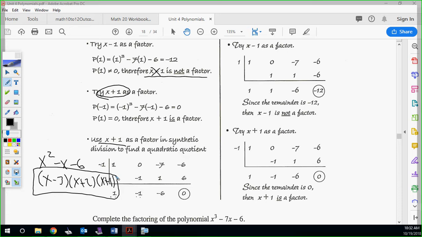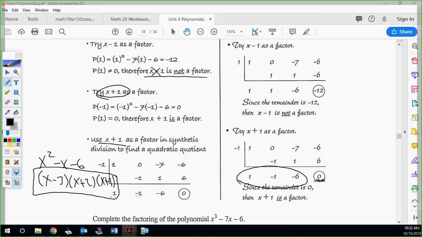So 1 did synthetic, didn't work. Got the same negative 12 that Luke got. Okay, for Nicole, since the remainder is negative 12, it's not a factor. Then she tried x plus 1. She got 0. Okay, now since she already did the synthetic, she got 0. So now she has what she needs to factor.